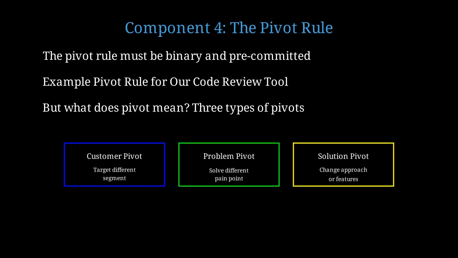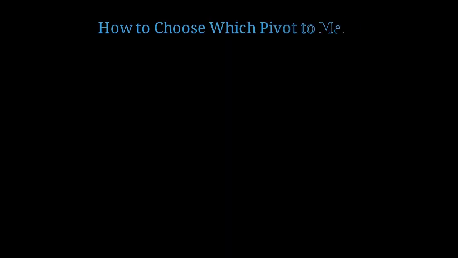Keep the problem and solution, but target a different customer segment. Problem pivot. Keep the customer and solution approach, but solve a different pain point. Solution pivot. Keep the customer and problem, but change your solution approach. How do you choose which pivot to make?